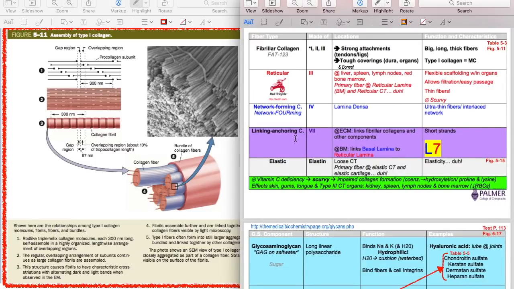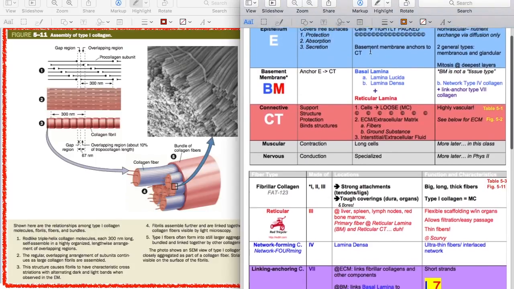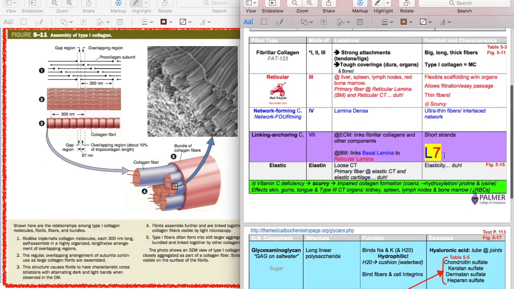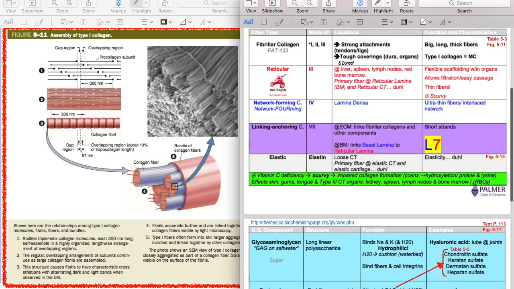Now getting into this purple row here, we talked a little bit about linking, anchoring, L7, type 7 collagen, forming the bond between the basal lamina of the epithelium and the reticular lamina of the connective tissue below, within the basement membrane. Okay, this is what we're getting into, this link anchor type 7 collagen, L7, right? Linking, anchoring type 7 collagen. Where is it found?